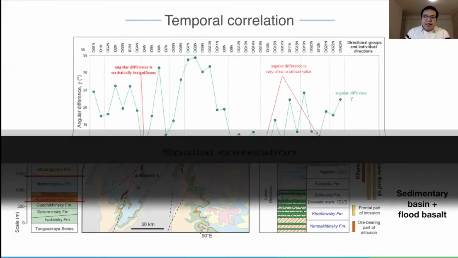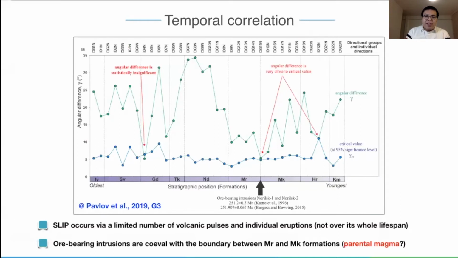And then we can see the new paleomagnetic data of these regions. Firstly, the SLIP occurred with a limited number of volcanic pulses and individual eruptions. This means the flood basalt did not erupt continuously over its whole life. Another thing is that the ore-bearing intrusions were emplaced at the same time as the boundary between the MR and the MK formations. This maybe suggests that they are the parent magmas.